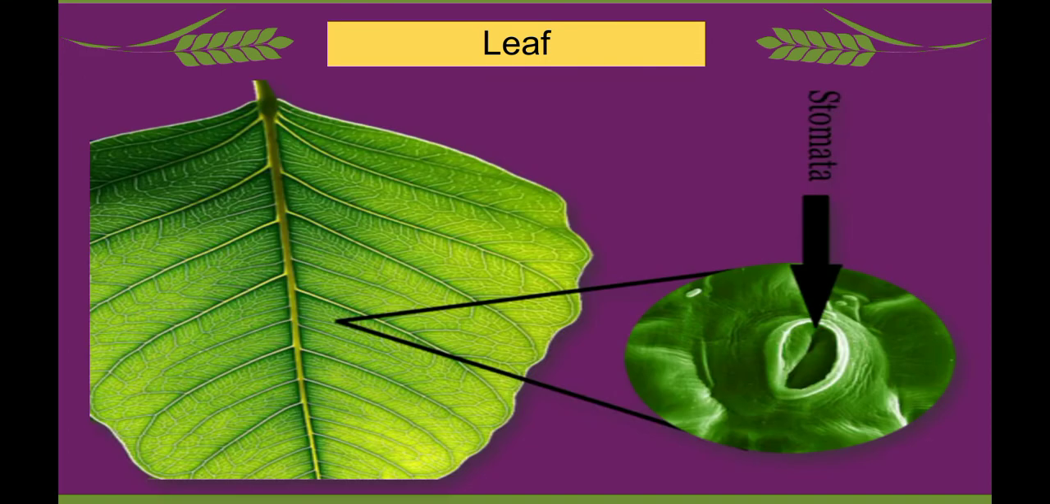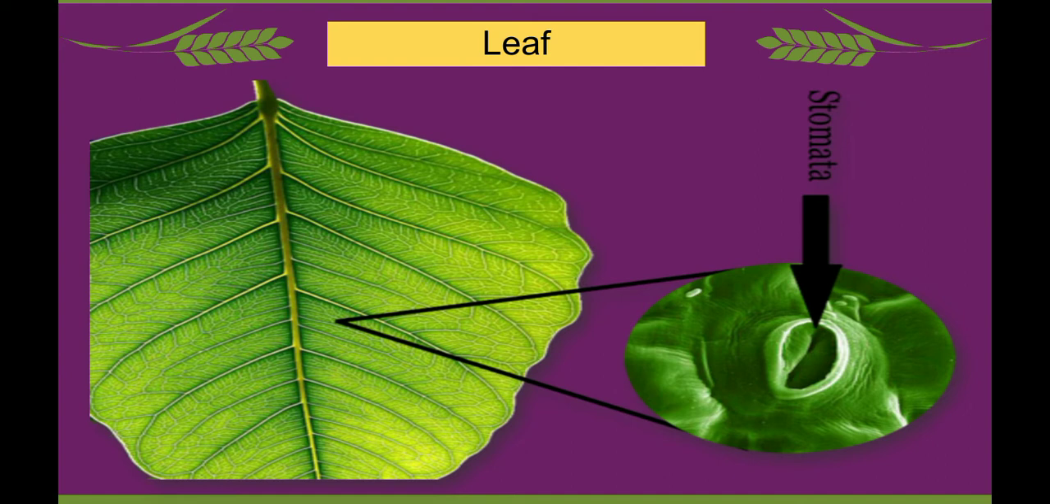There are many small pores present on the leaf. Those small tiny pores we call stomata. So on the leaf there are plenty of small tiny pores. These small tiny pores we call stomata, and plants breathe through these pores. So we say plants breathe through stomata.